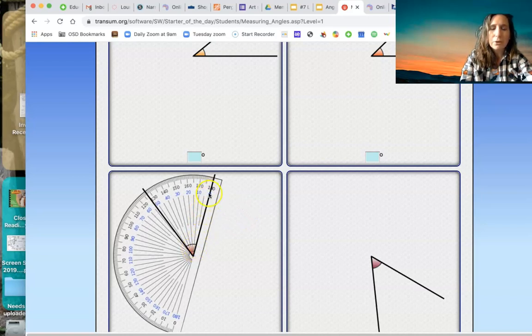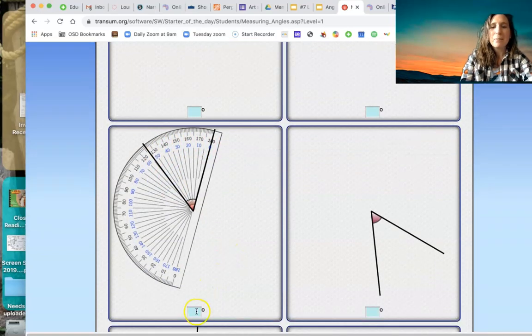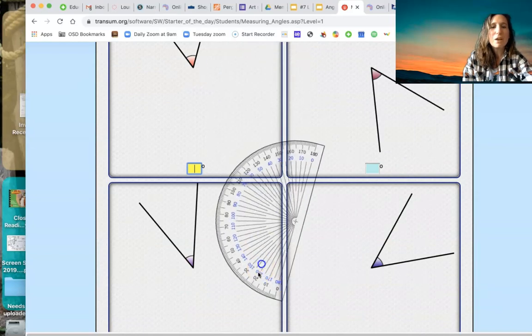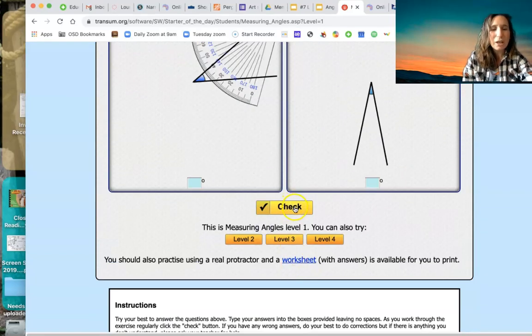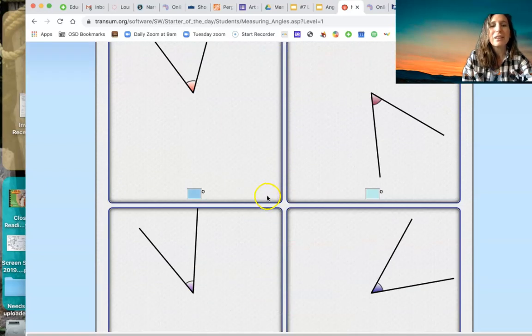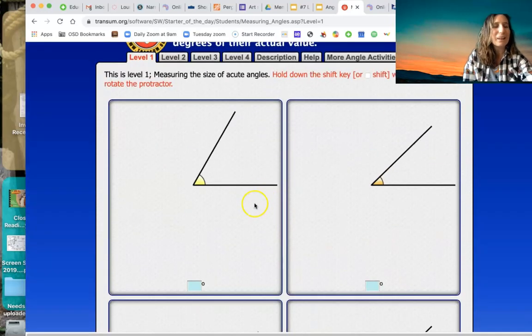There is our 0 angle. And then we're going to measure up. You're going to count up, and it's going to be a little past 50 on that one, and you're going to type the measure of the angle right there. I want you to measure all of these angles the best you can, and then you're going to check your work, and it's going to tell you which ones to look at again and which ones you got right.